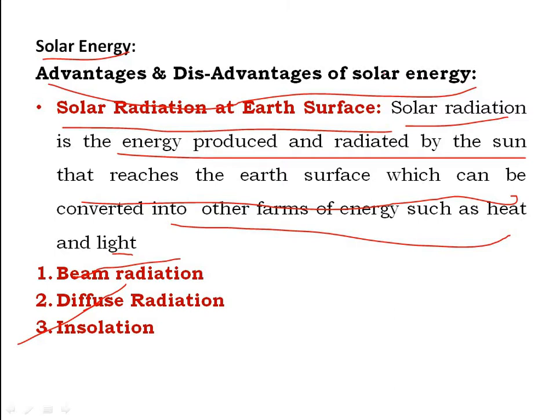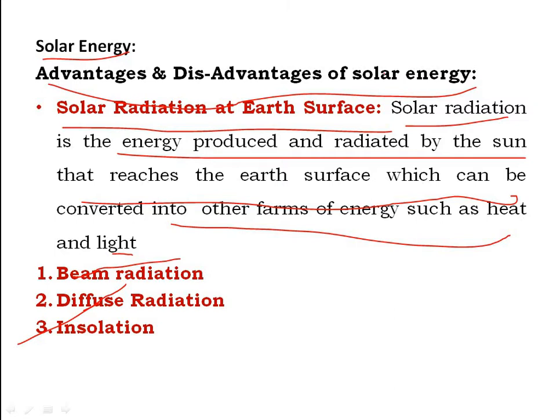The sun and the earth. The sun is a sphere of very hot gases and the largest member of the solar system. Listen carefully. The diameter of the sun is 1.39 into 10 raised to 6 kilometer. The distance between the sun and the earth is 1.496 into 10 raised to 8 kilometer.